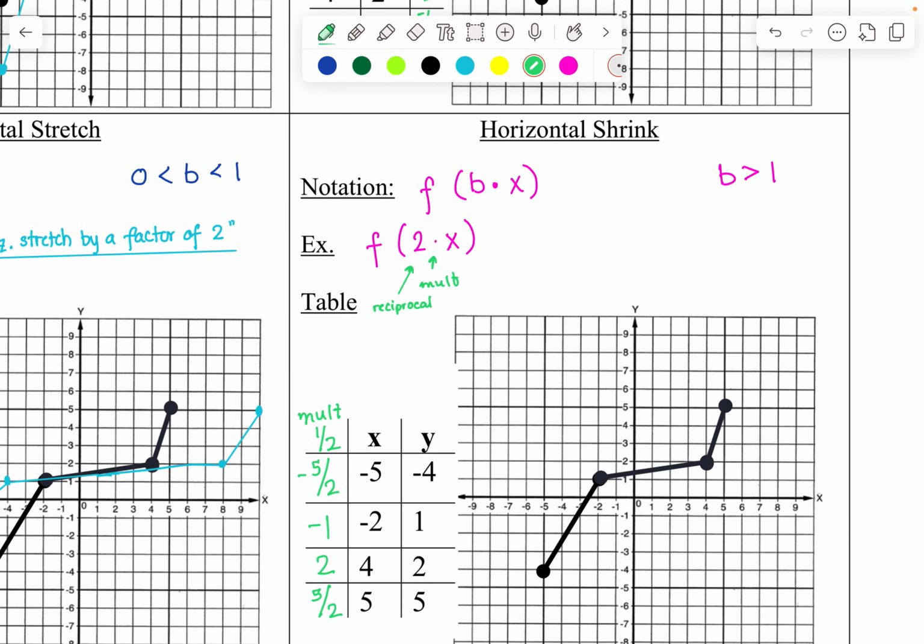So before I graph that, let's get the wording out before I plot those points. This is going to be a horizontal shrink by a factor of 1/2. Horizontal shrink by a factor of 1/2. You are stating the reciprocal.